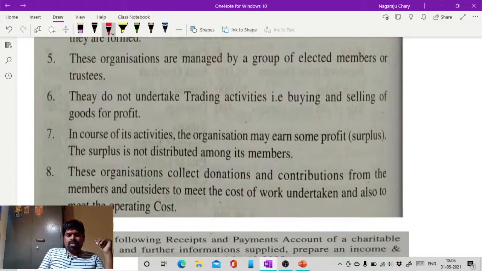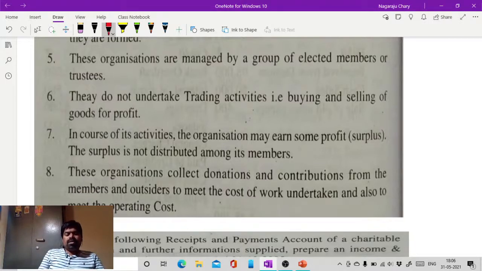Okay, in the course of its activities, the organization may earn some profit. Of course, because of its activities, the organization may earn something, which is known as surplus. The surplus is not distributed among its members. Whereas profit earned by trading organizations is distributed among the members, here the surplus earned is not to be distributed among the members.